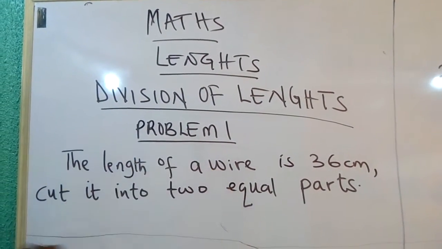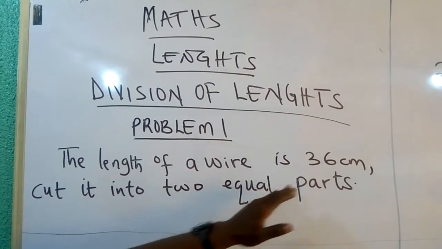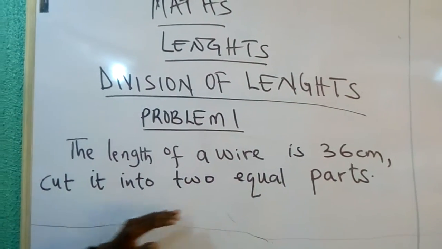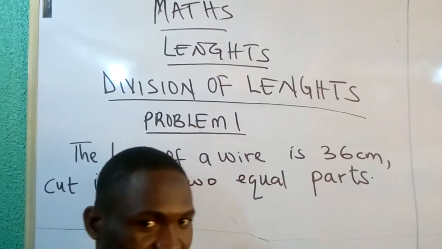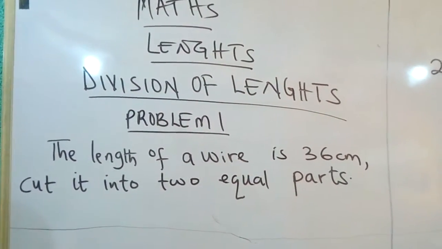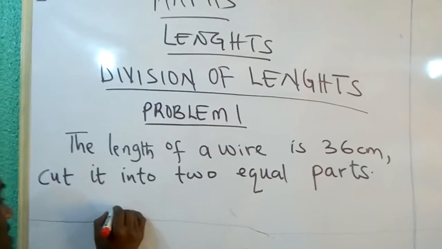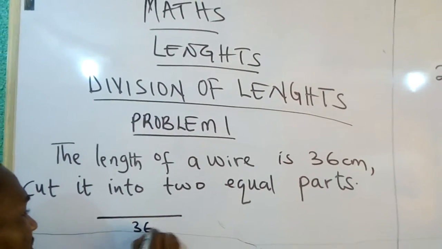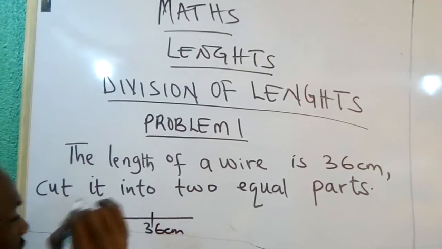Here is a problem for us to solve. The length of the wire is 36 centimeters. Cut it into two equal parts. What they are saying in essence is for you to cut 36 into two equal parts. Say this is the wire, 36 centimeters. You cut it into two.